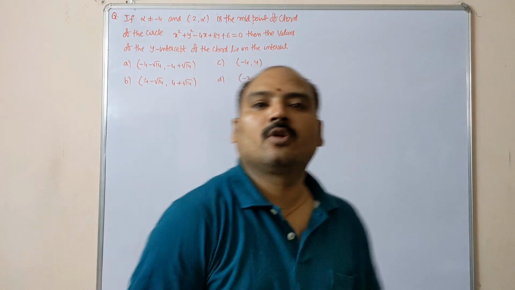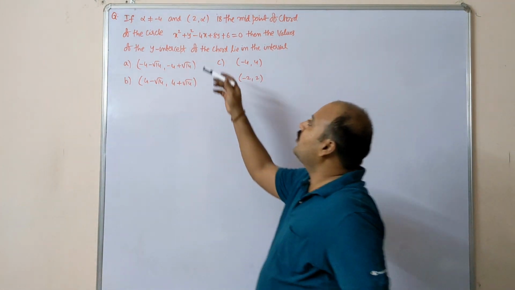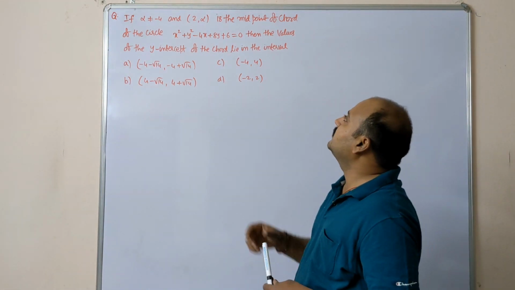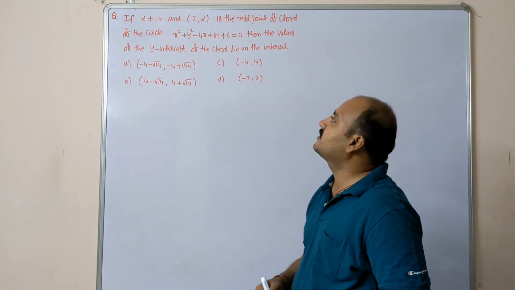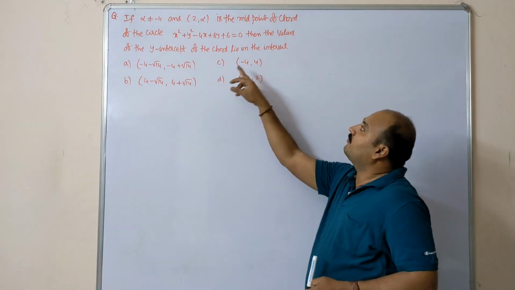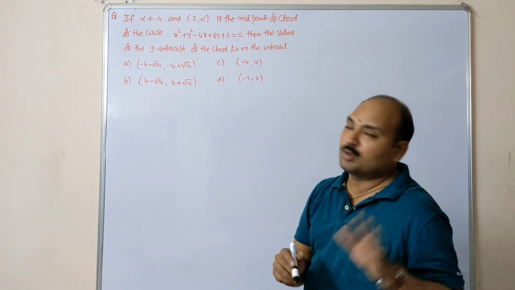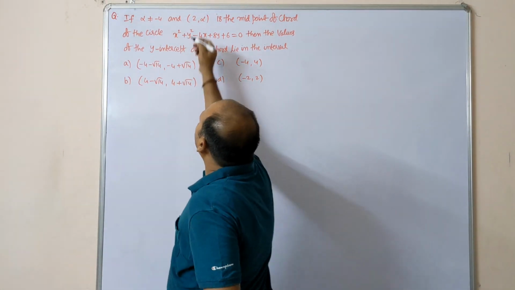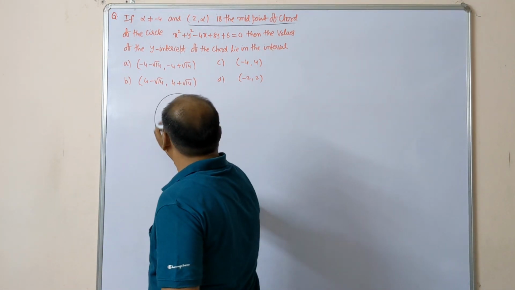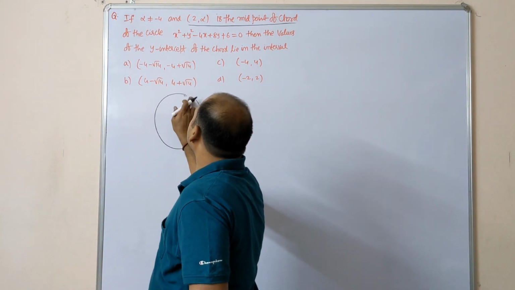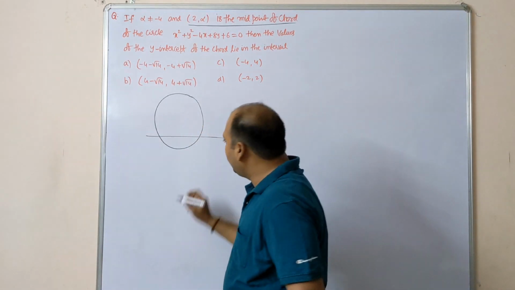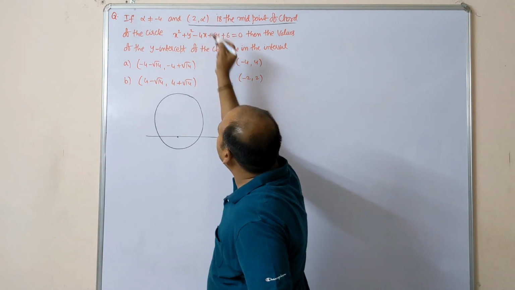Here the next question. If alpha is not equal to minus 4 and (2, alpha) is the midpoint of a chord of the circle x squared plus y squared minus 4x plus 8y plus 6, then the values of alpha lie in the interval. So the question is clear. This point is the midpoint of the chord. So this is the circle equation. This is the chord. Midpoint of chord means this point. Midpoint of chord is given as what? (2, alpha) only, no?